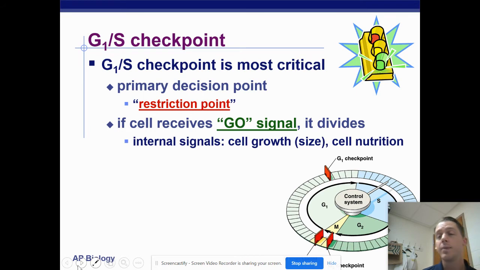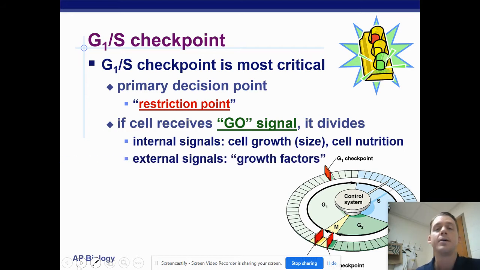What we need is to make sure the cell is big enough to divide. And we need to make sure the cell has the appropriate nutrition. It's got to have plenty of energy if it wants to divide. We also need external factors. So things from other cells, signals that are letting the cell know that it's okay to grow. Cells need room. If there is not room, if the other cells are telling it there's no empty space, then those growth factors are not going to be signals that allow the checkpoint to move on.